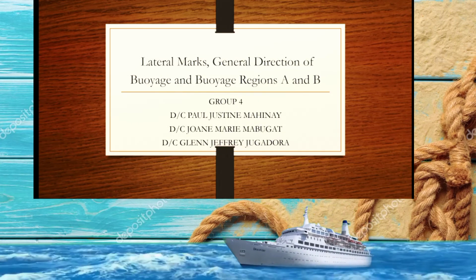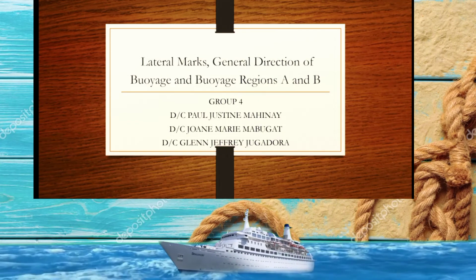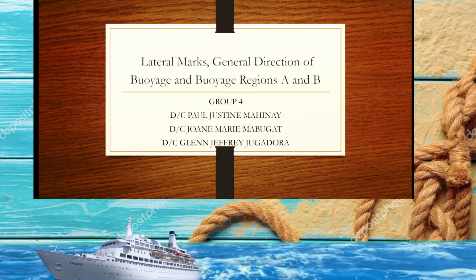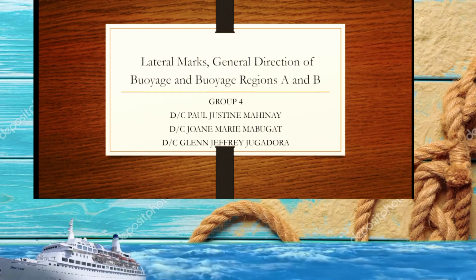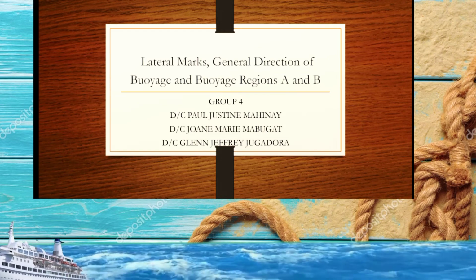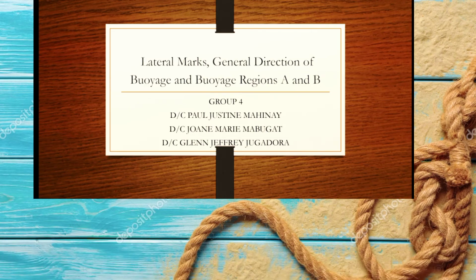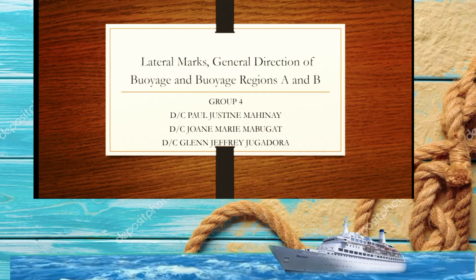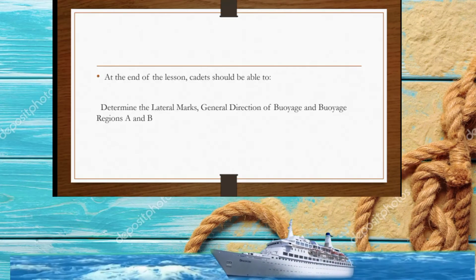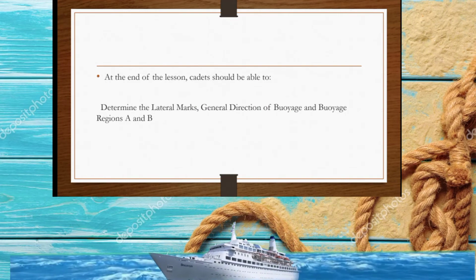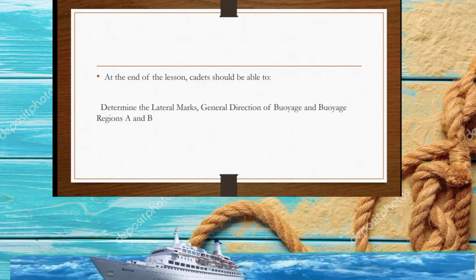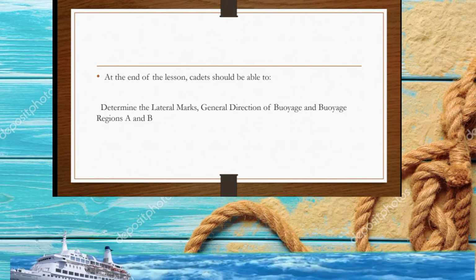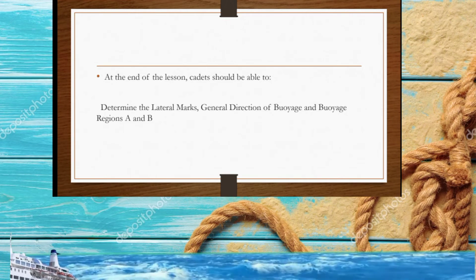This topic is about lateral marks, general direction of buoyage, and buoyage regions A and B. The reporters are Cadet Paul Justin Mahinay, Cadet Joan Marim Mabugat, and Cadet Glenn Geoffrey Hogadora. At the end of the lesson, cadets should be able to determine the lateral marks, general direction of buoyage, and buoyage regions A and B.